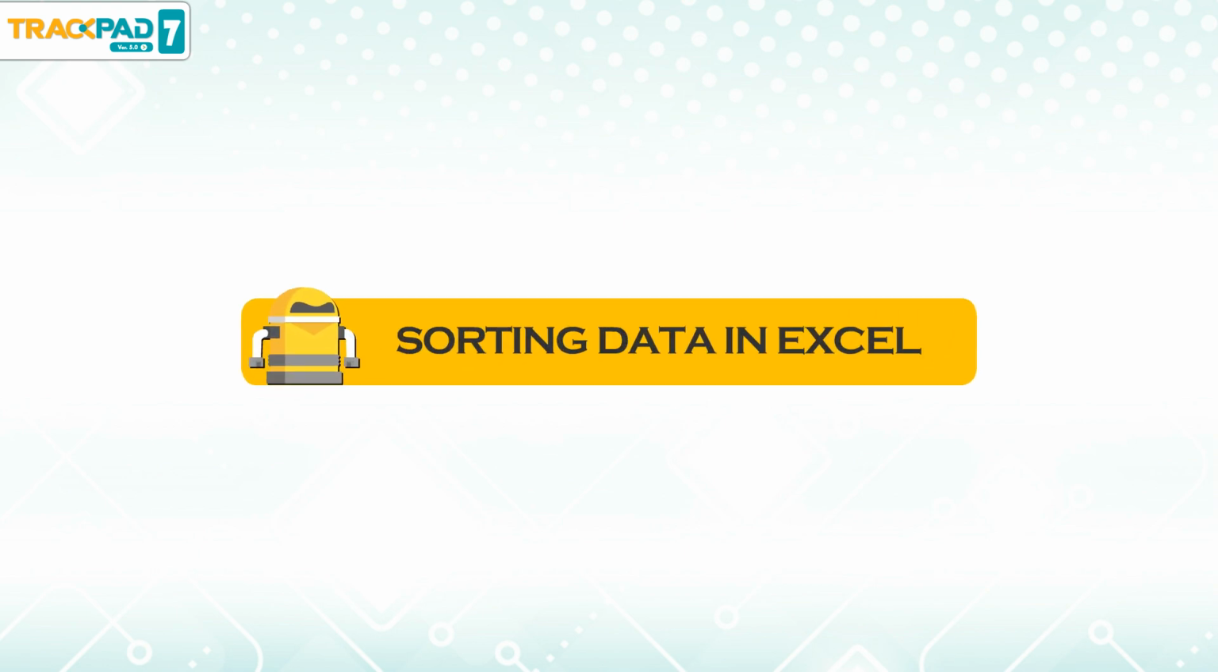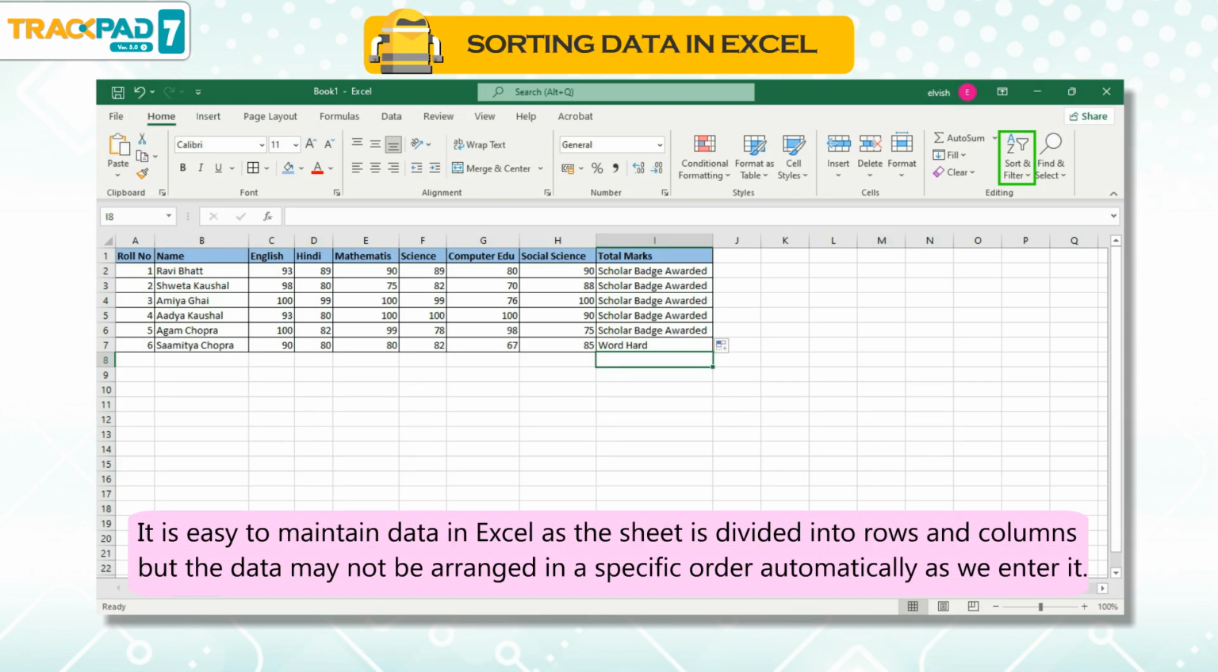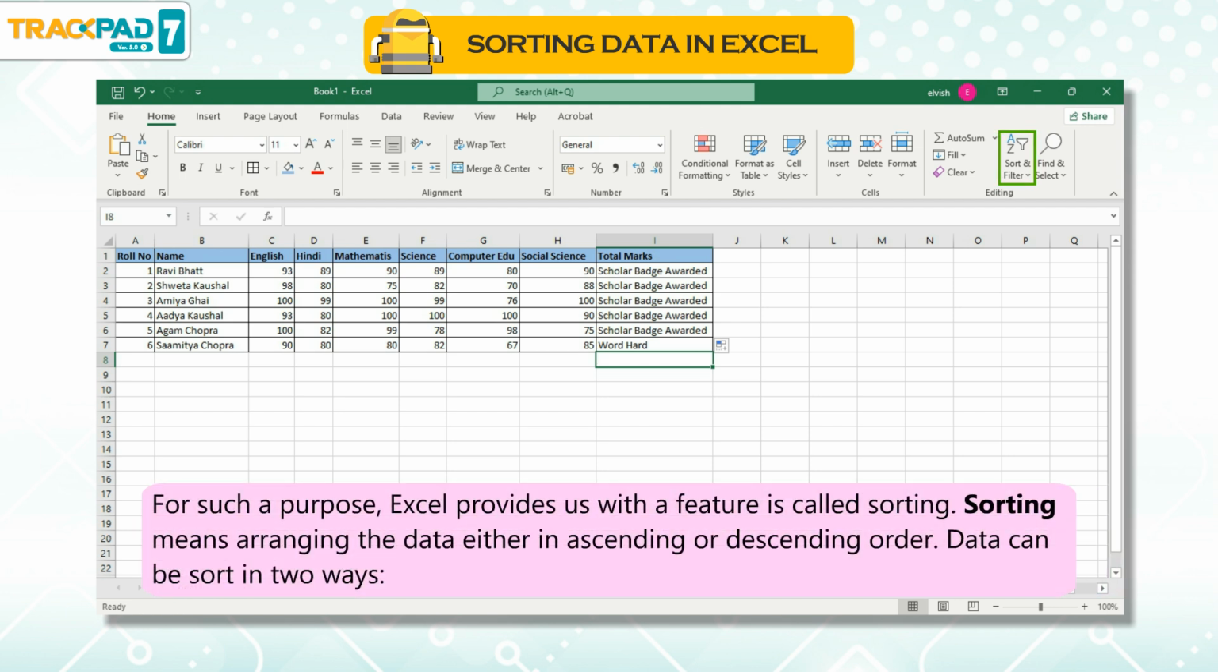Sorting data in Excel. It is easy to maintain data in Excel as the sheet is divided into rows and columns, but the data may not be arranged in a specific order automatically as we enter it. For such a purpose, Excel provides us with a feature called sorting. Sorting means arranging the data either in ascending or descending order.